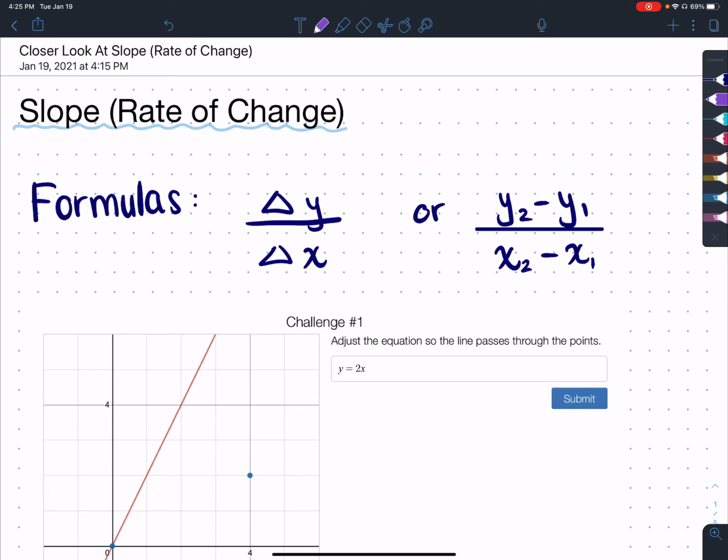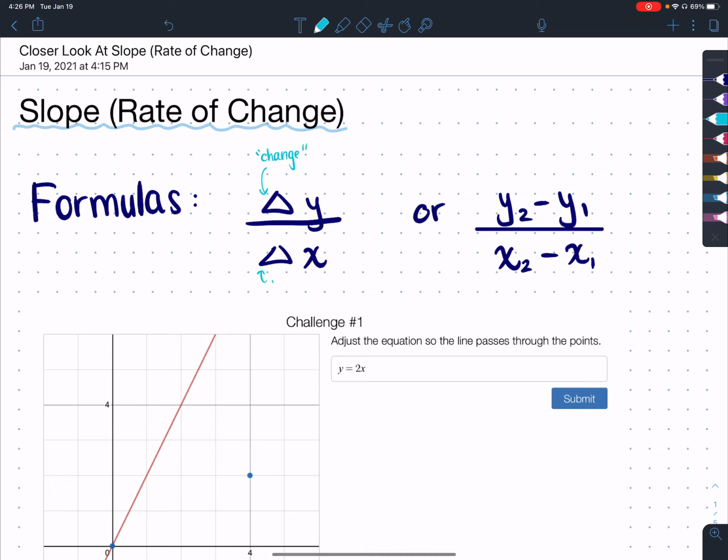So today we are going to be looking at slope more in depth. We've already talked about slope quite a bit. There's two main formulas that you can use in order to find slope. The first being this little delta y. It looks like a little triangle. This means the change in y over the change in x. So that little triangle is a shortcut for the word change.